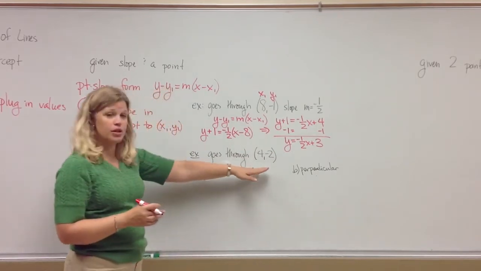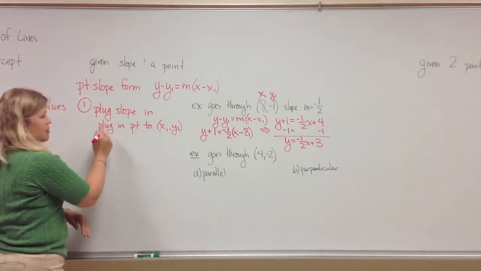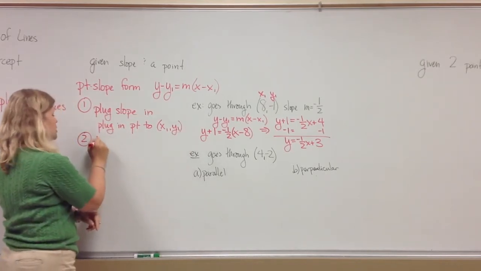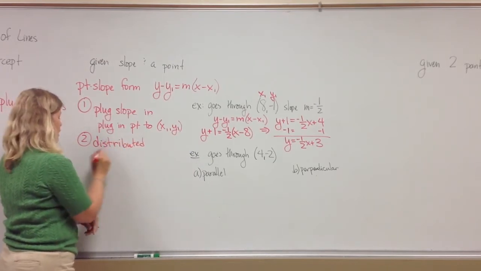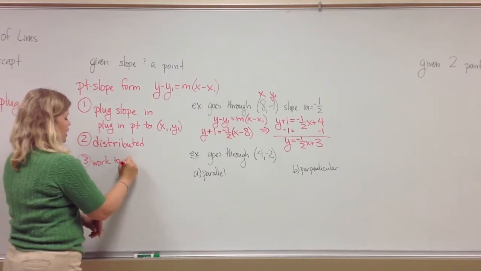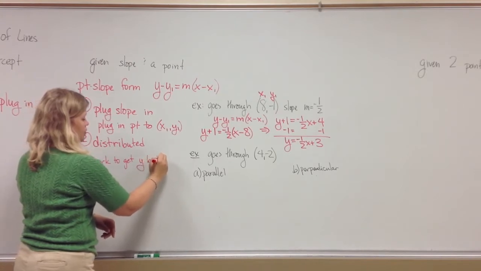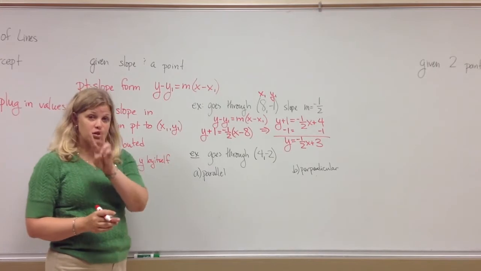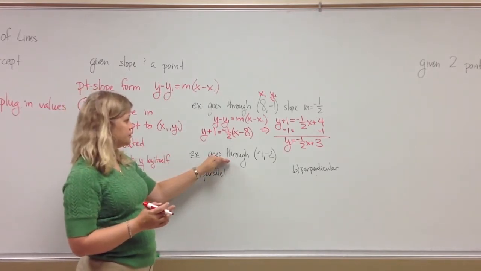All right, well, let's go through this one. So we plug the slope in and plug in the point. What did we do next? Let's remind ourselves. Oh yeah, we distributed. And then we worked to get y by itself. Okay, good. All right, well, let's go through. We've got 2 more examples that go along with this.